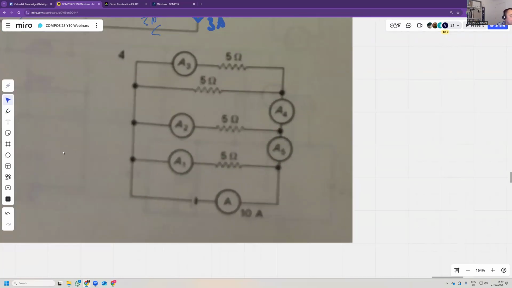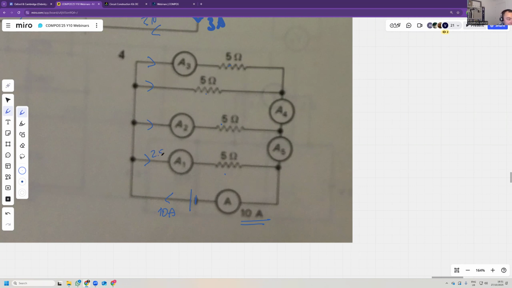This one, now, this looks like a complicated circuit. Actually isn't. So there's a battery here. There's some current leaving the battery. Oh, it's actually 10 amps. 10 amps leaving the battery. And now if you look at these 4 possible pathways, so there are 4 possible pathways for current flow. And each of them is equally likely because the resistors are all the same.